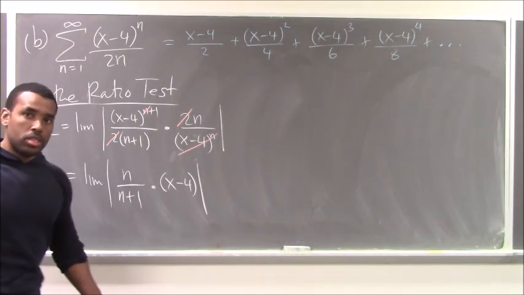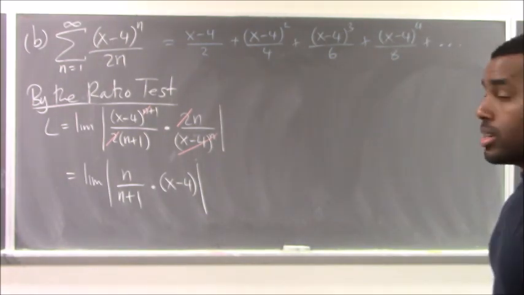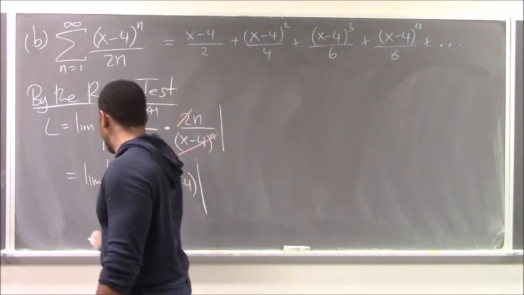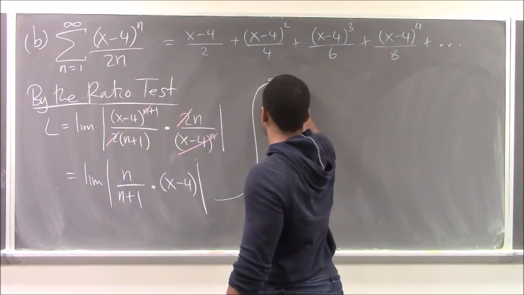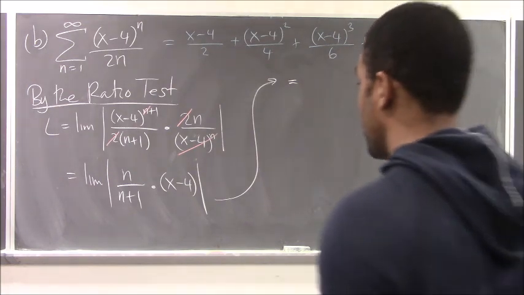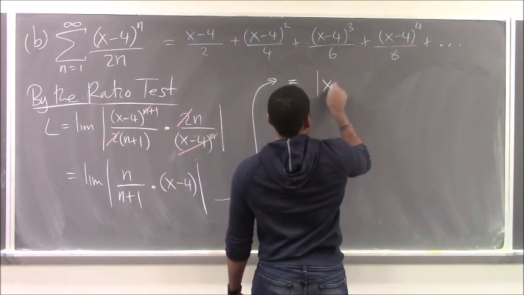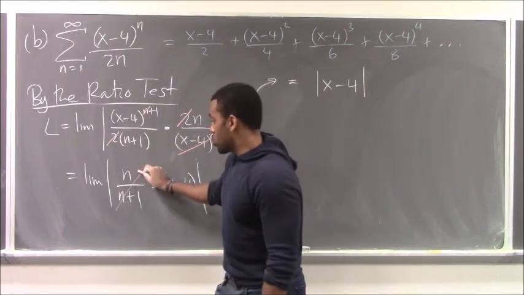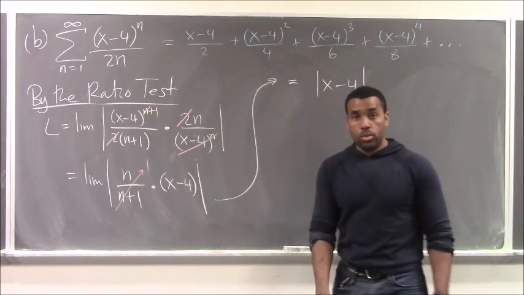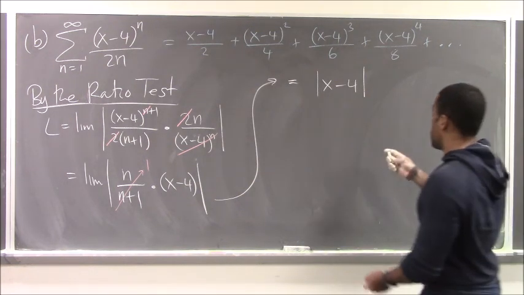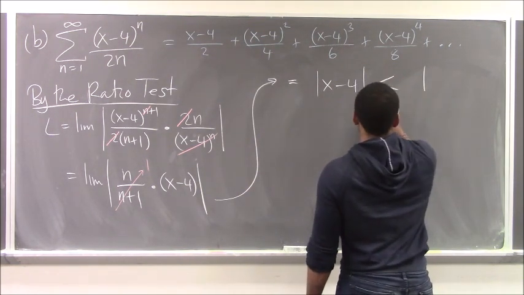Now, hopefully you got up to this far. If not, maybe you can redeem yourself by telling me the next step. What is this limit actually going to be equal to? Three, 2, 1. Well, hopefully you got that it's equal to the absolute value of x minus 4, because we know that this guy here is going to approach 1. And so we're left over with the absolute value of x minus 4 as n approaches infinity. Now, I'm going to set this less than 1 for convergence.